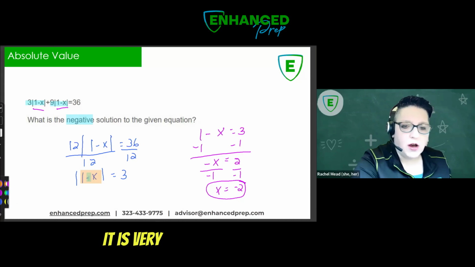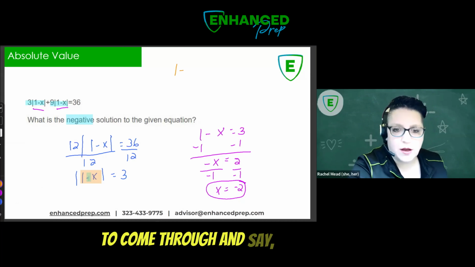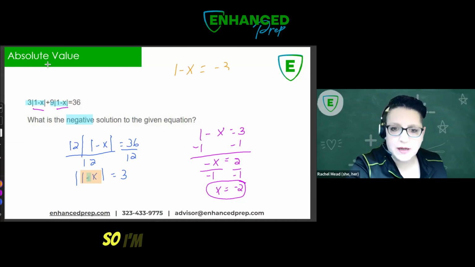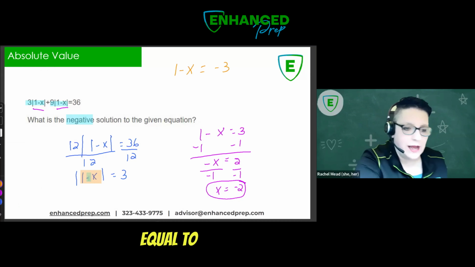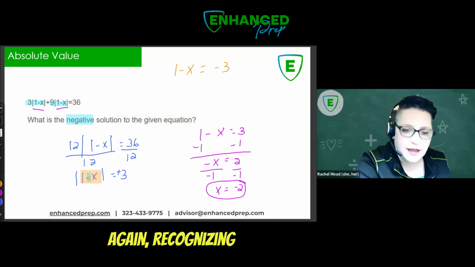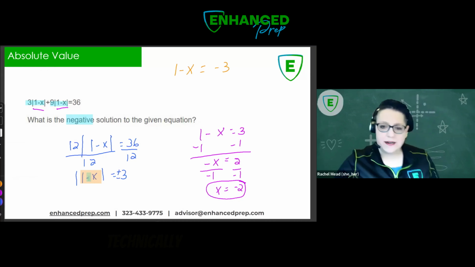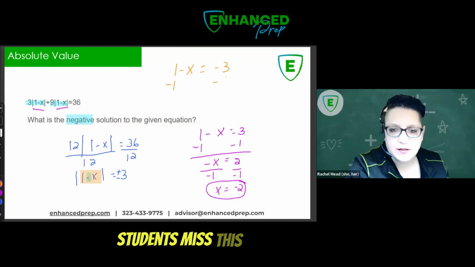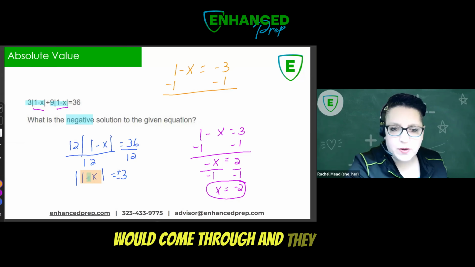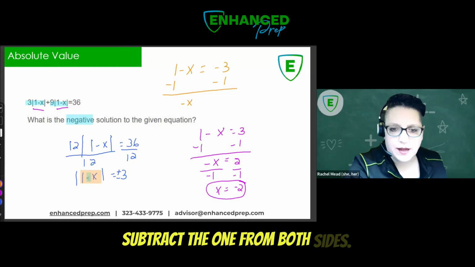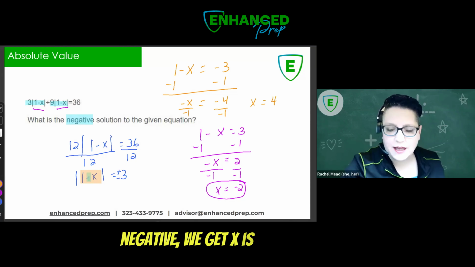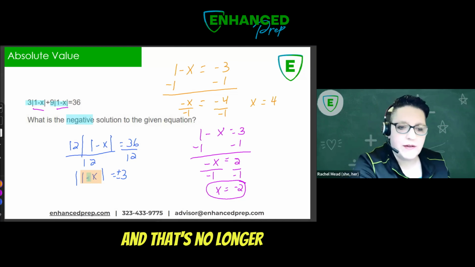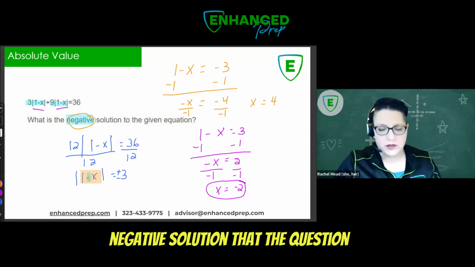Now, it is very common for students to want to come through and say, oh, I'm looking at the negative version. So I'm going to go ahead and set this up equal to that negative 3. Again, recognizing that right here, we technically have either that positive or that negative. But what happens here, and this is why students miss this question, is they would subtract the 1 from both sides. And we can now say negative x is equal to negative 4. But then as soon as we divide by that negative, we get x is equal to 4. And that's no longer giving us the negative solution that the question is looking for.